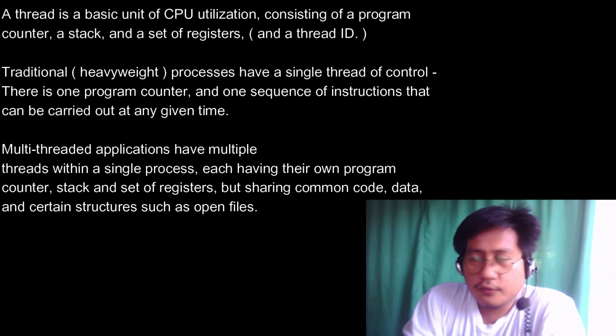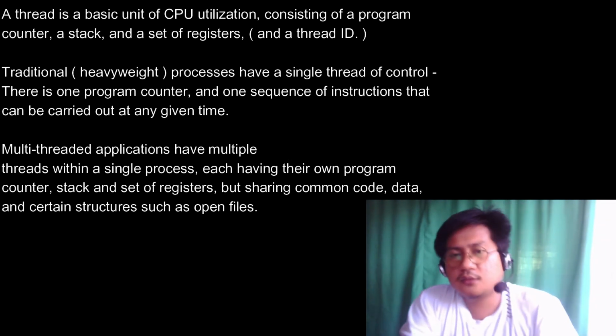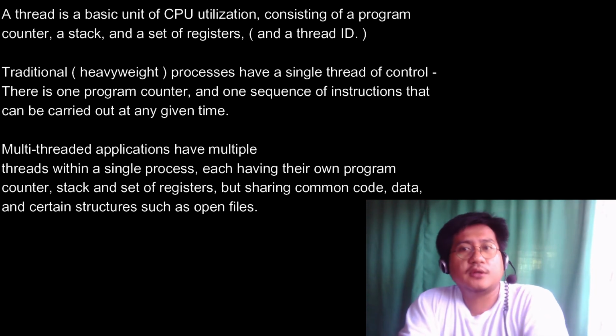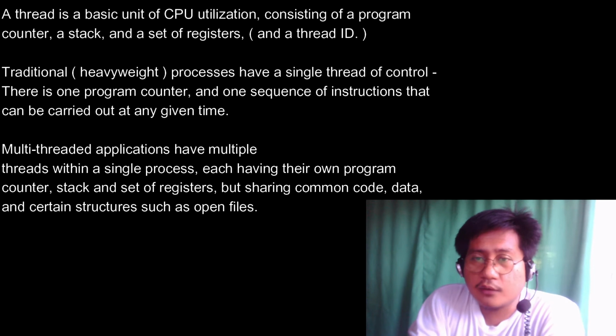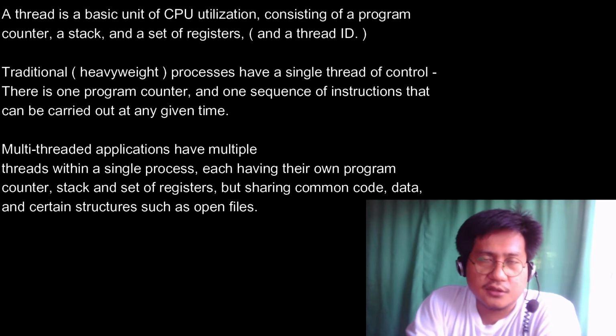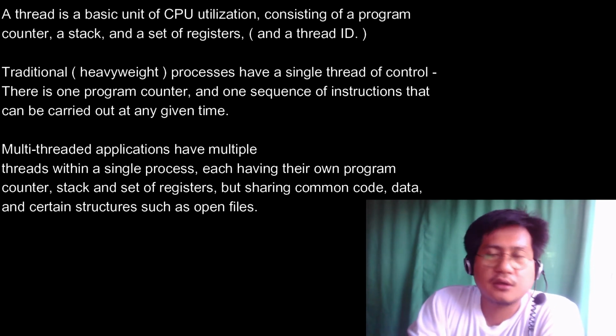Now let's talk about threads. So what is a thread? A thread is a basic unit of CPU utilization, consisting of a program counter, a stack, and a set of registers. It also has a thread ID.